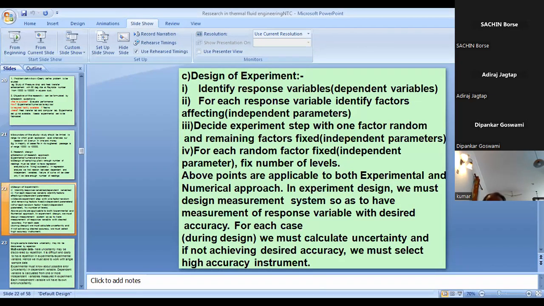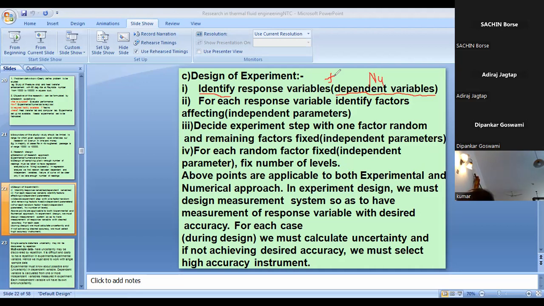Then you design the experiment. First task that you have to do is we have to identify the dependent variable. What is the first step? You identify the dependent variable. Like I gave the example in the heat transfer, we say Nusselt number or friction factor as dependent parameter. Please understand. What is the first step? You have to find the dependent parameter.